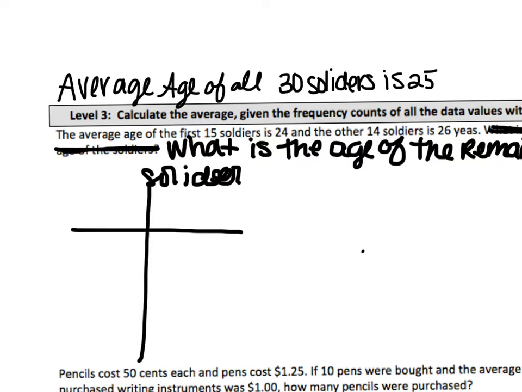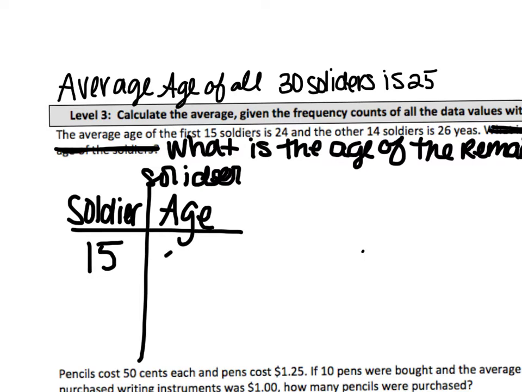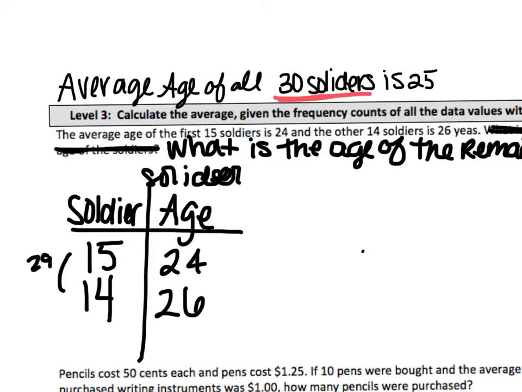We've got soldiers on one side and then age on the other. So I know that the first 15 soldiers, their average age is 24. The next 14 soldiers, their ages are 26. So in order to account for the last soldier, if we add 15 plus 14, that's 29. And I need one more to make 30 because I know that there are 30 soldiers altogether. So I'll put one more soldier, but I don't know his age, so I'm going to call it X.